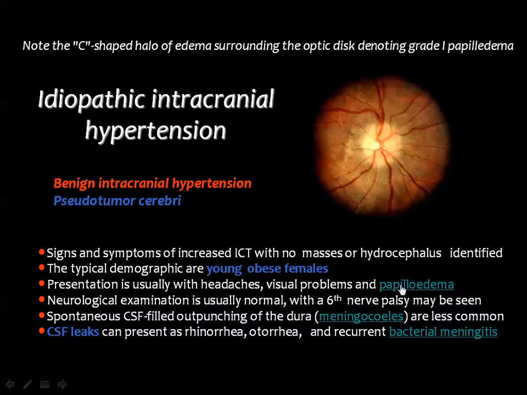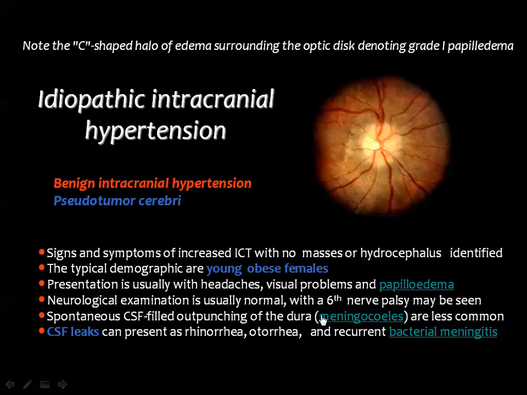Then we came to an important issue, which is idiopathic intracranial hypertension, also known as benign intracranial hypertension, and sometimes known as pseudotumor cerebri. In this disease, you get signs and symptoms of increased intracranial tension without any masses or hydrocephalus detected on imaging.